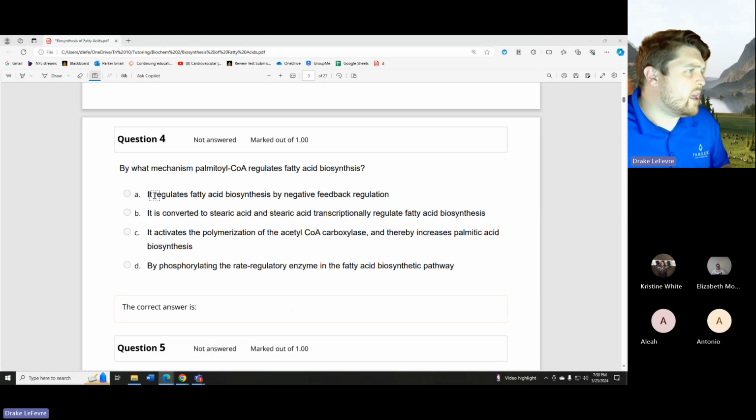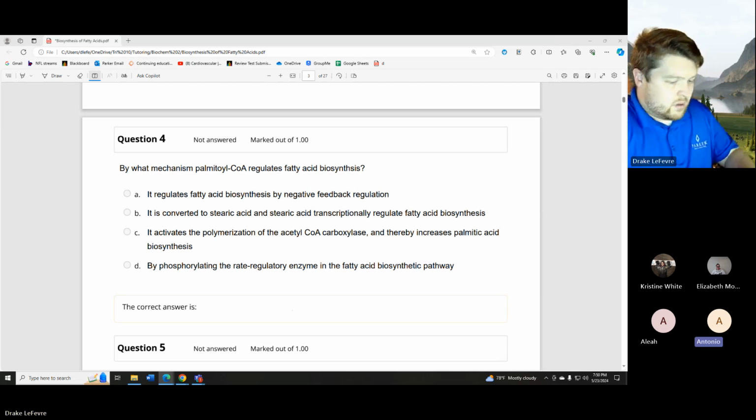So we have: A, it regulates fatty acid biosynthesis by negative feedback regulation. B, it is converted to stearic acid, and stearic acid transcriptionally regulates fatty acid biosynthesis. C, it activates the polymerization of the acetyl-CoA carboxylase and thereby increases palmitic acid biosynthesis by phosphorylating the rate regulatory enzyme in the fatty acid biosynthetic pathway. There's a lot of big words there. I'm guessing A.